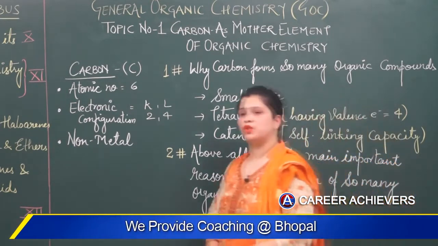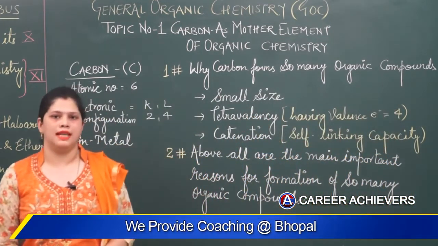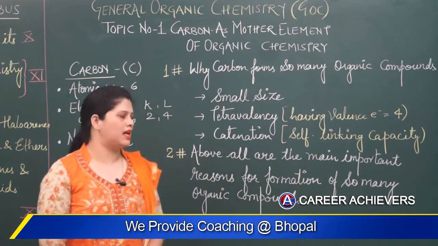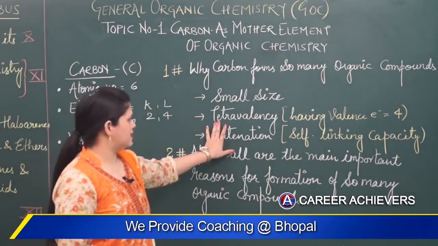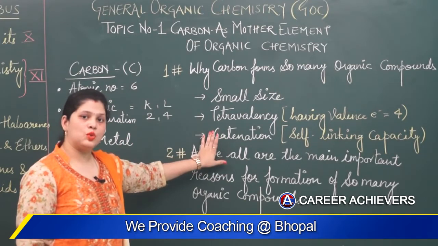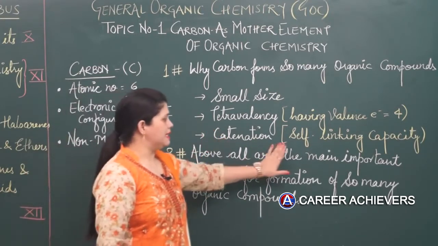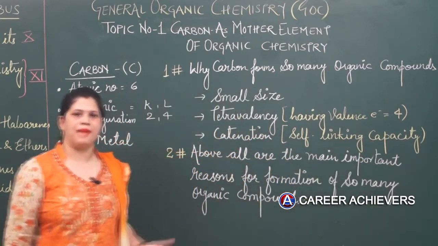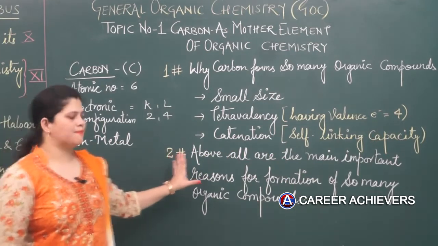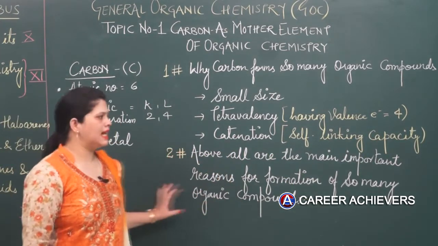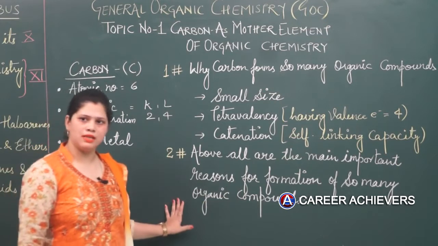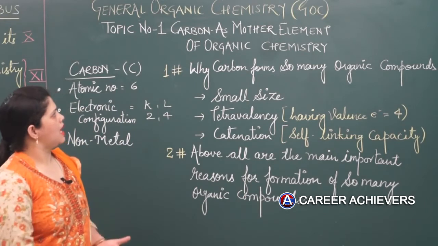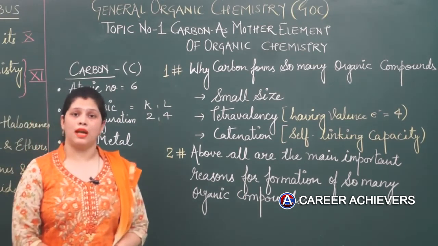Then the next question which may be in our mind, what are valence electrons? The number of electrons found in the last shell of an atom are called valence electrons. So basically tetravalency, and tetravalency leads to catenation. This word means self-linking capacity. What is the meaning of self-linking capacity? Self-linking capacity means, being a non-metal, it makes a bond with itself. So carbon can form a carbon-carbon bond, which is essentially a covalent bond, and due to this only, it may be regarded as the mother element of organic chemistry.